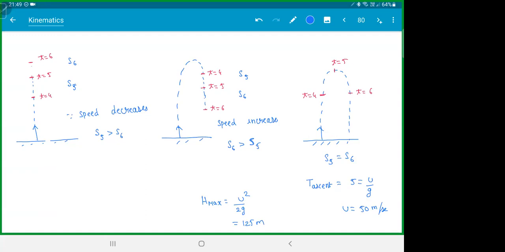How did you get 100, right? You took 2u by g is 50. 5, yeah? Time of ascent is 5, na? Flight nahi hai. Yeah.